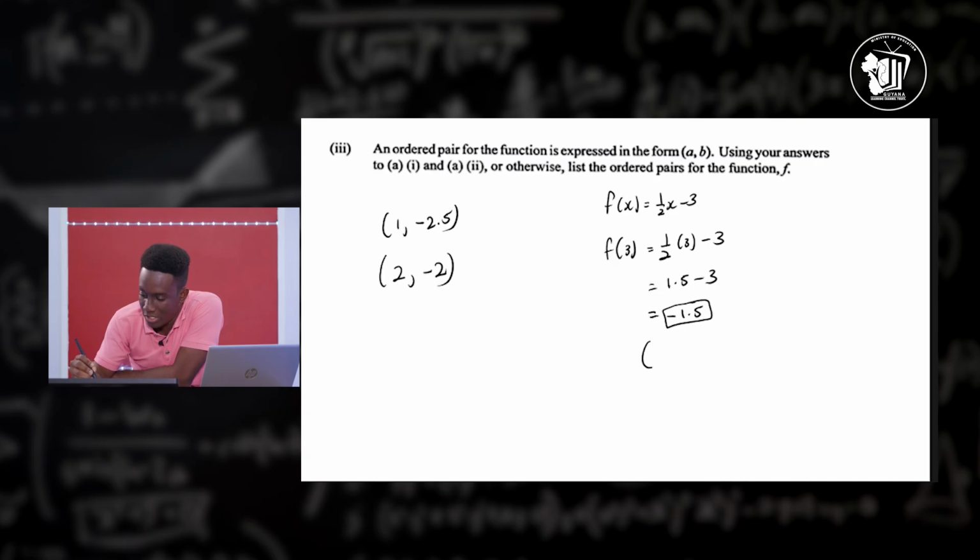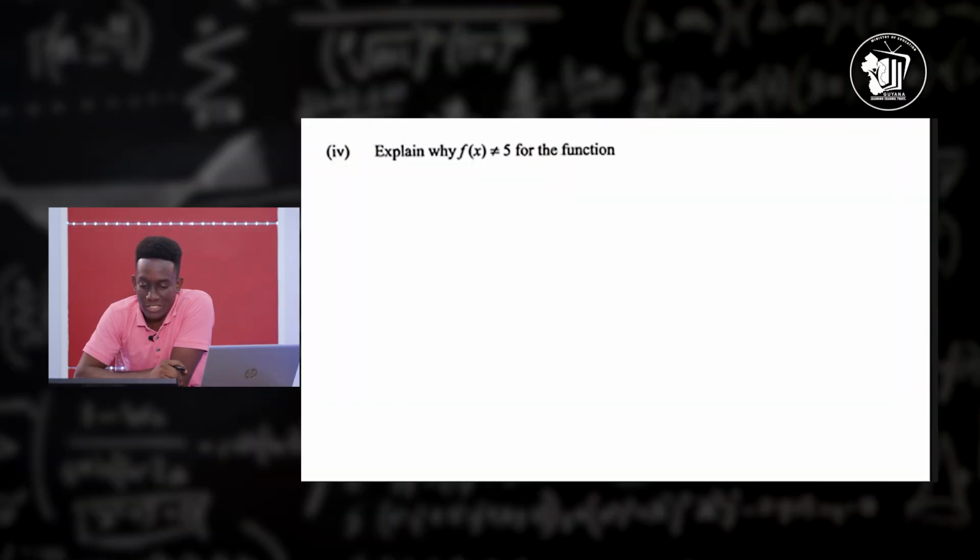So we see the pair here would be (3, -1.5). So the last ordered pair would be (3, -1.5). And the last question says, explain why f of x cannot be equal to 5 for the function.